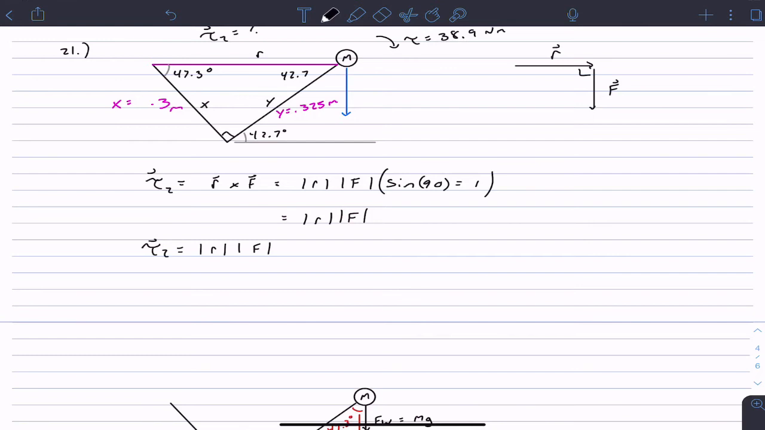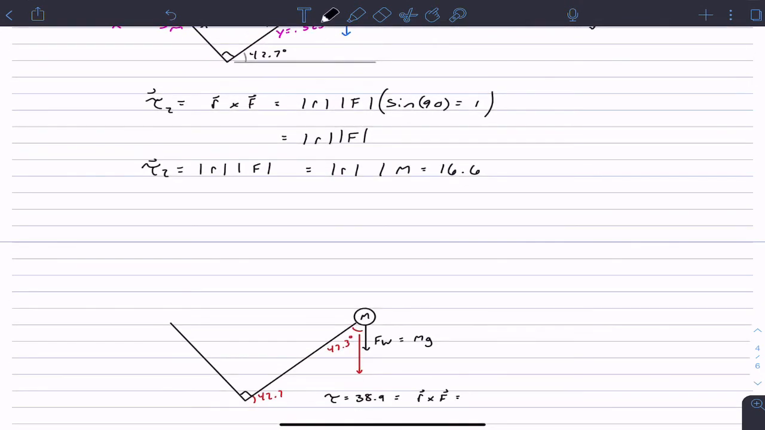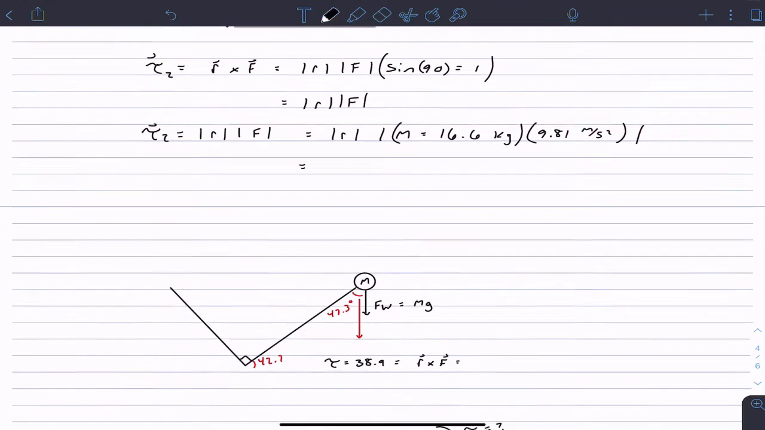Well, F is just equal to the mass of the dumbbell, 16.6 kilograms. That's what we found, right? Times gravitational acceleration, because we're just talking about a weight force. So we filled that in. Now we just need to figure out what is R, okay?